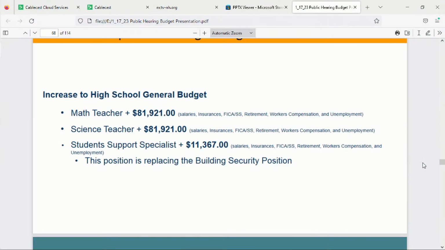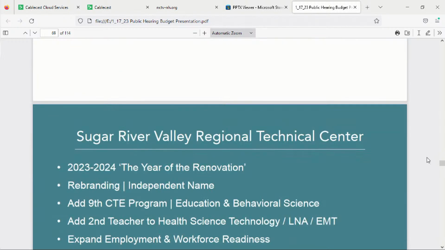So just to play out the numbers, a math teacher, everything included with their FICA, retirement, unemployment, puts you at $81,921. So that's for a math teacher as well as a science teacher. And again, this last position that you see up here, that's just the change in renaming, reorganizing that student support specialist position. I think that was all for high school.